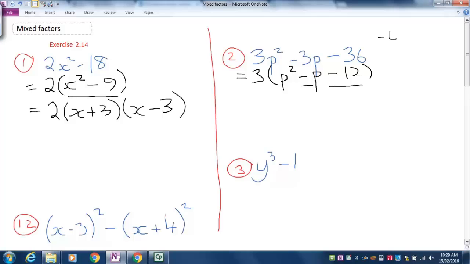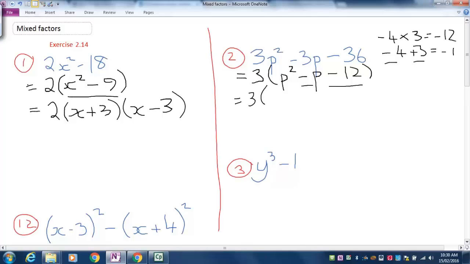Negative 4 times positive 3 will give me negative 12. And negative 4 plus 3 will give me negative 1. So that tells me that my two factors here are negative 4 and positive 3. So I need to leave that 3 out the front of the brackets, and then inside 2 sets of brackets I'll get p minus 4 multiplied by p plus 3. And that's now fully factorised.